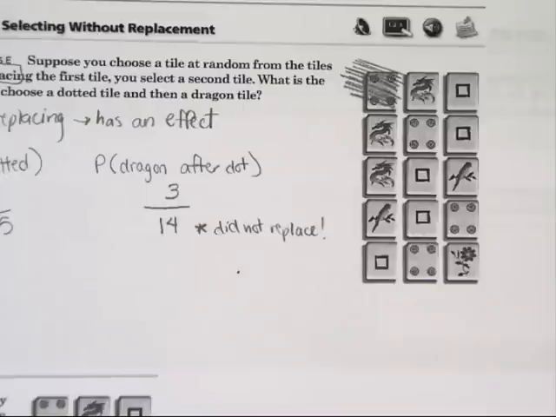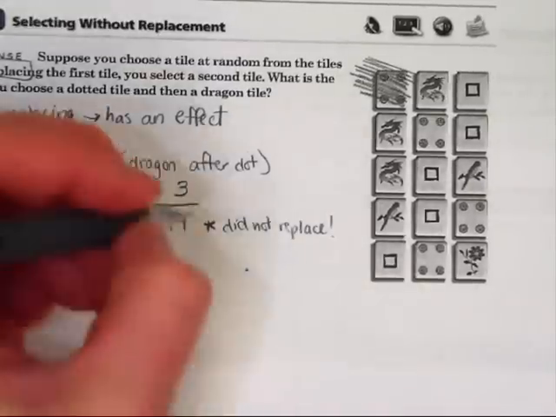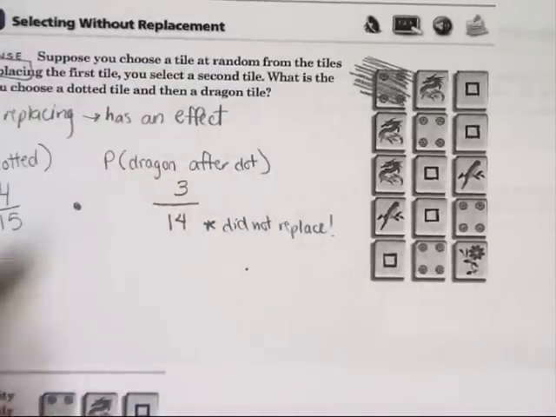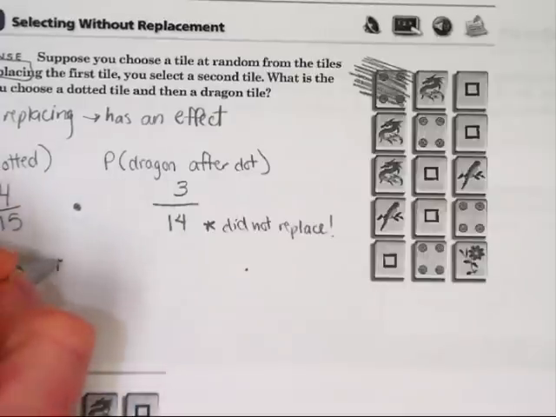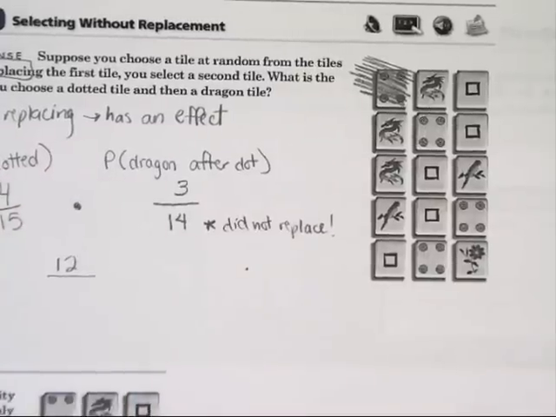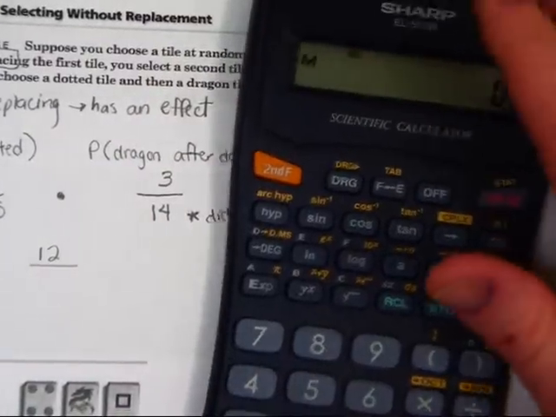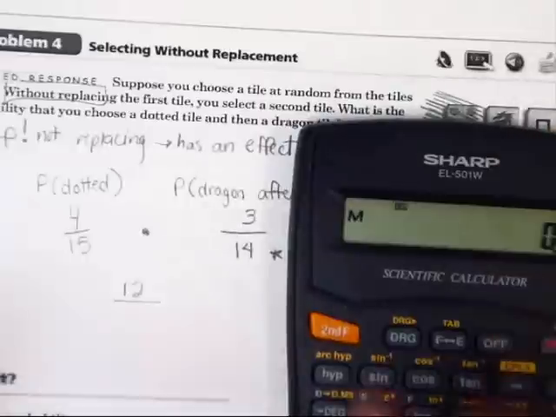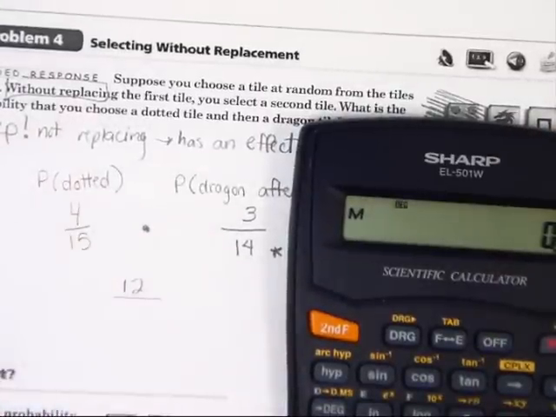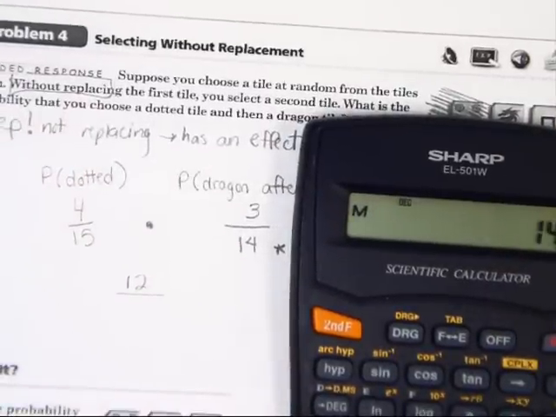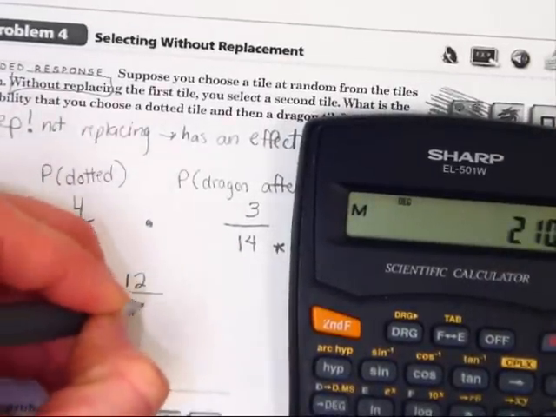Okay, if you did not replace the dot one, then you have 14 tiles left, 3 of which are dragons. So we're going to multiply these options together. I do 4 times 3 is 12, 15 times 14, and you can reduce now or later. I usually reduce later, but it might be easier if you cross reduce now. Doesn't matter. 15 times 14 is 210.